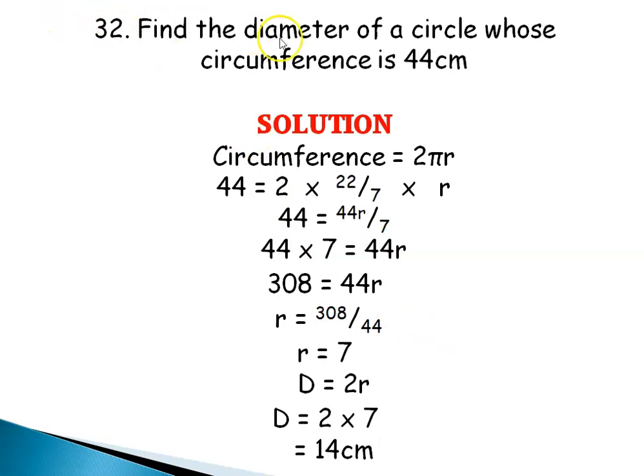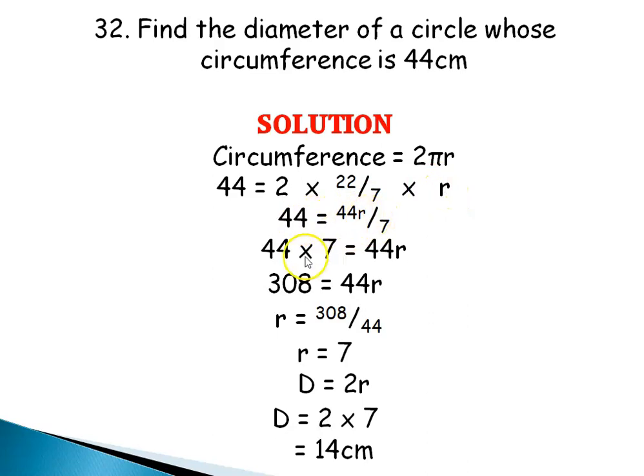Question 32. Find the diameter of a circle whose circumference is 44 centimeters. The formula for the circumference of a circle is 2 pi r. I have the circumference to be 44. 2 times 22. Remember, pi is 22 over 7 times r. That's what we're looking for. So 44 equals 22 times 2, which is 44, times r, which is 44r divided by 7.